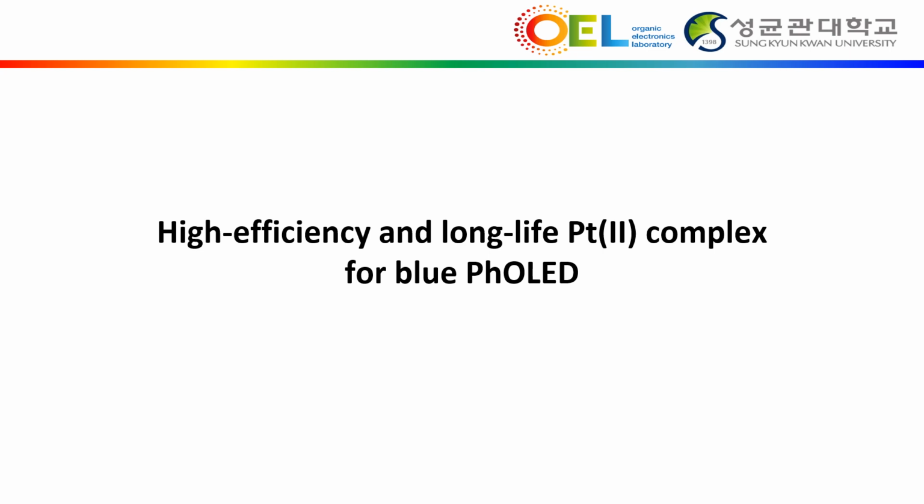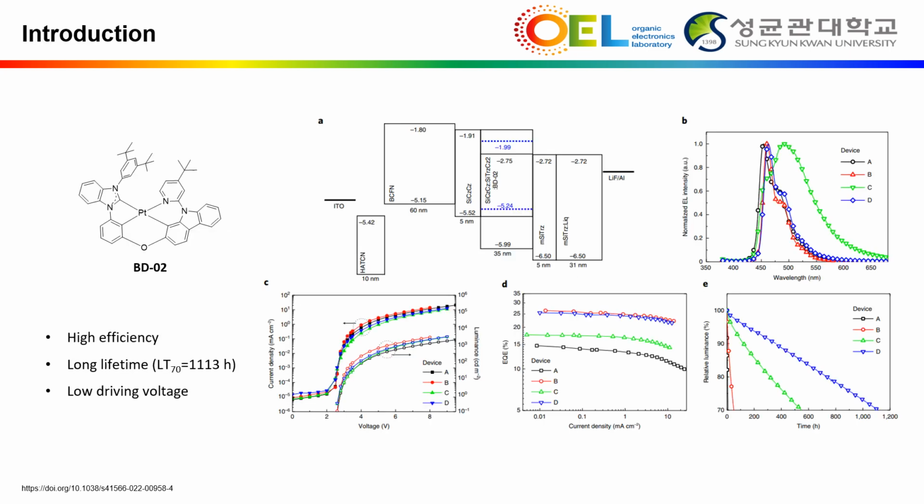Next, I will present my research on high efficiency and long lifetime Pt complex for blue phosphorescent OLED. As previously mentioned, the phosphorescent mechanism of phosphorescent OLED requires rare metals such as iridium or platinum to induce a heavy atom effect. Among them, Pt complex PD02, a material published in Nature Photonics in 2022, is a complex that has advantages such as high efficiency, long lifetime, low driving voltage, and low turn-on voltage.